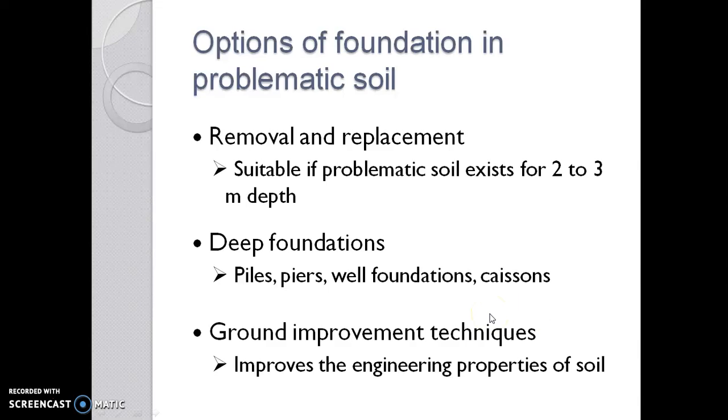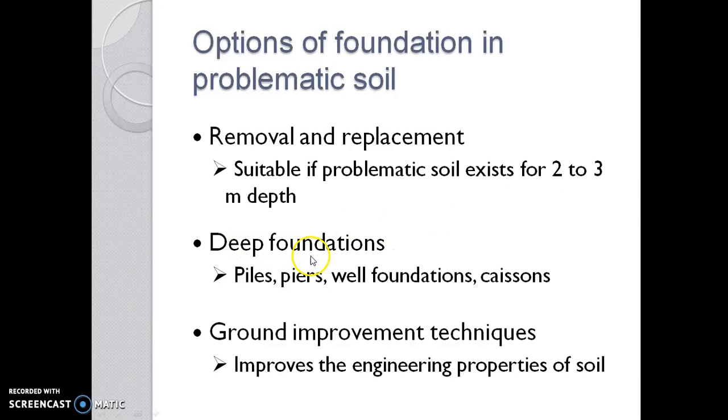The different options available if we have to do construction on such problematic soils: the first one is removal and replacement. That means if the topsoil of 2 or 3 meters is problematic or has less strength characteristics, then remove that soil completely and replace it with good soil giving adequate compaction. But this method is suitable only if the depth of problematic soil is 2 to 3 meters, beyond which a huge quantity of earthwork will be involved in the whole process, and the method will become uneconomical.